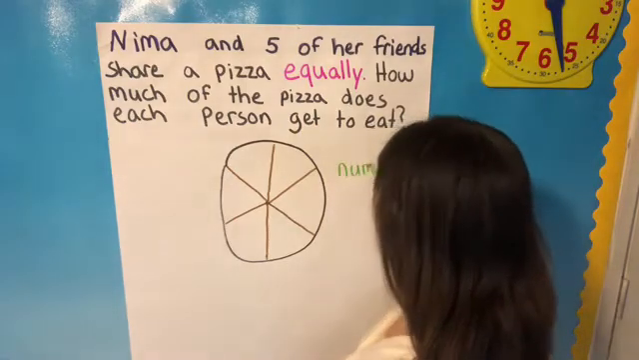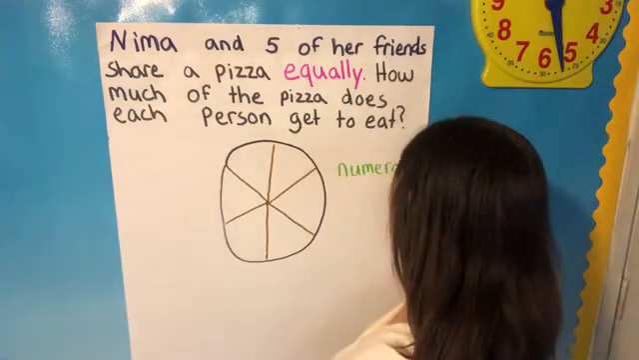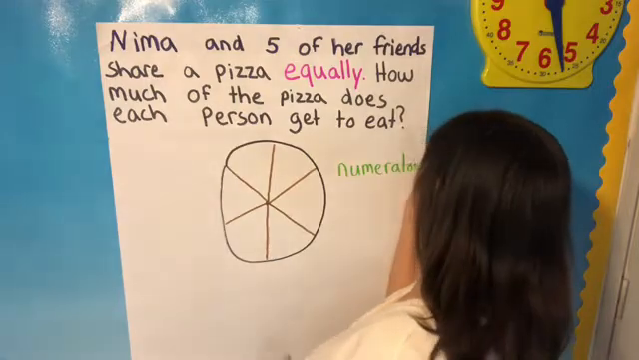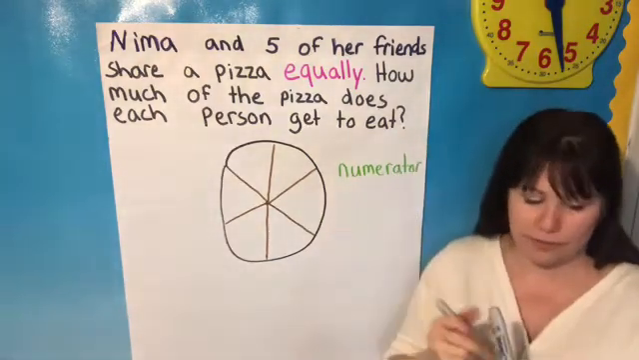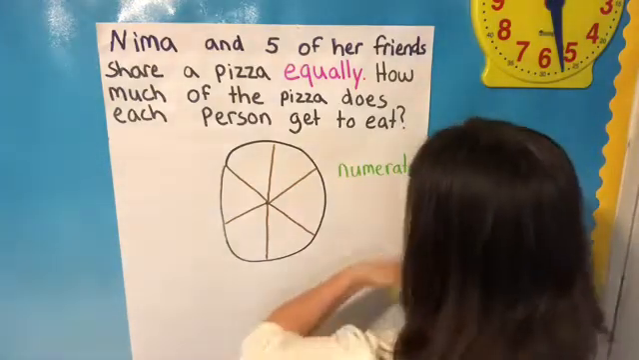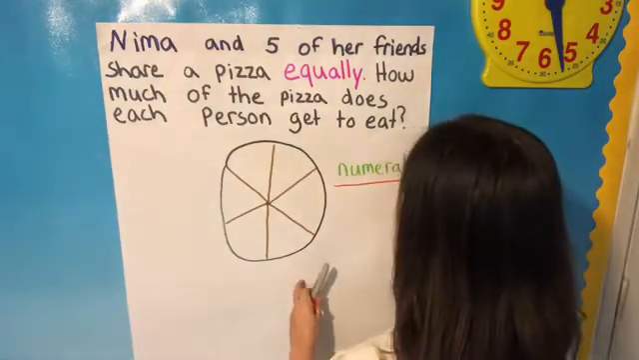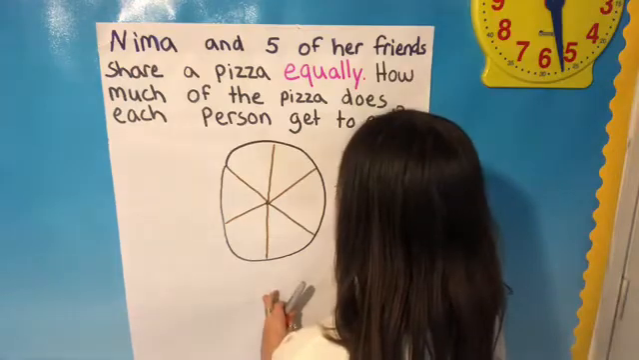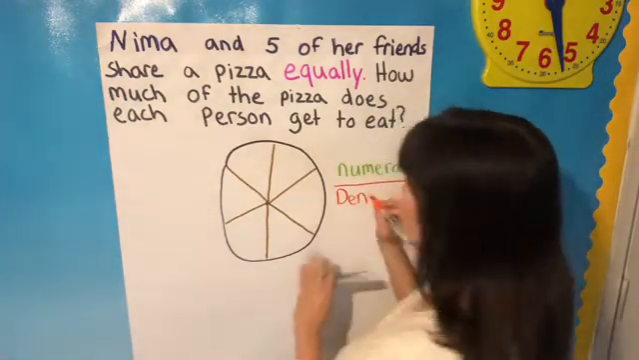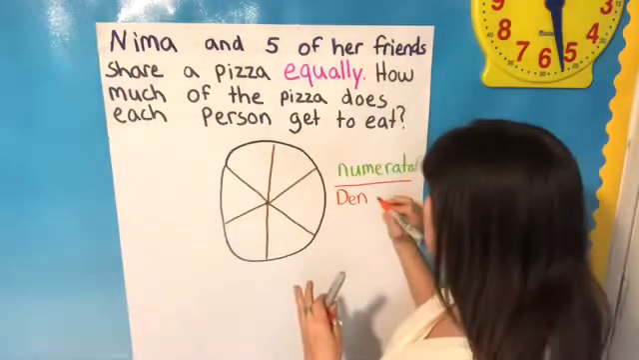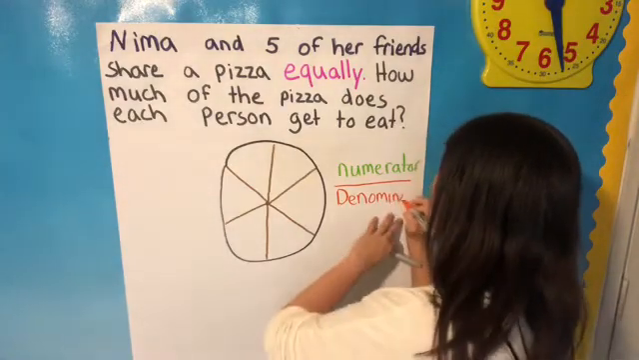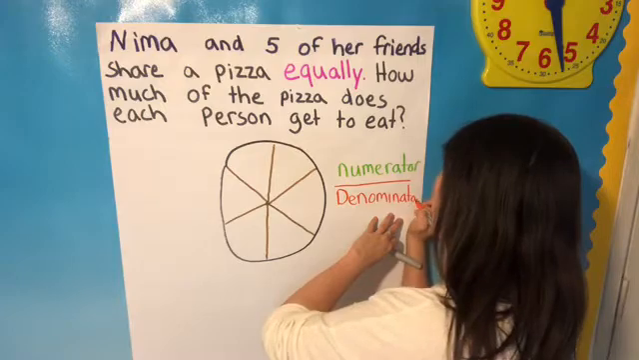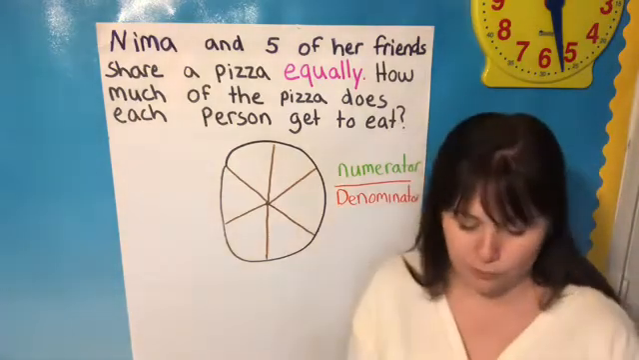The numerator is the number that goes on top of the fraction, and the denominator is the part of the fraction that comes on the bottom. Denominator. Okay.